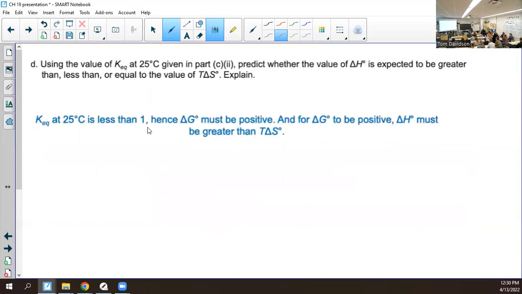K at 25 is less than 1. Hence, delta G must be positive.